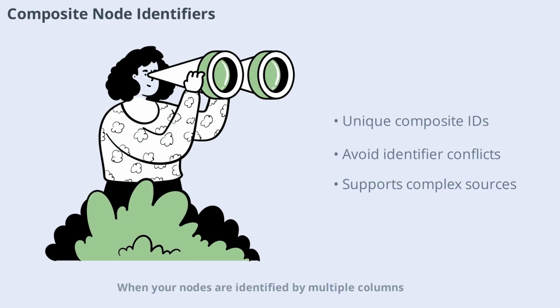When your nodes are identified by multiple columns, the HIERARCHY_COMPOSITE_ID scalar function helps you create unique identifiers. This is essential for hierarchies built from complex data sources, ensuring each node is distinct and the hierarchy functions operate correctly. By concatenating key columns, you maintain data integrity and avoid conflicts.